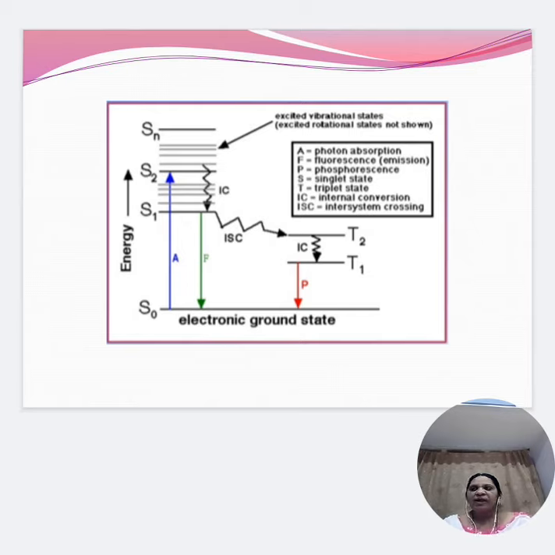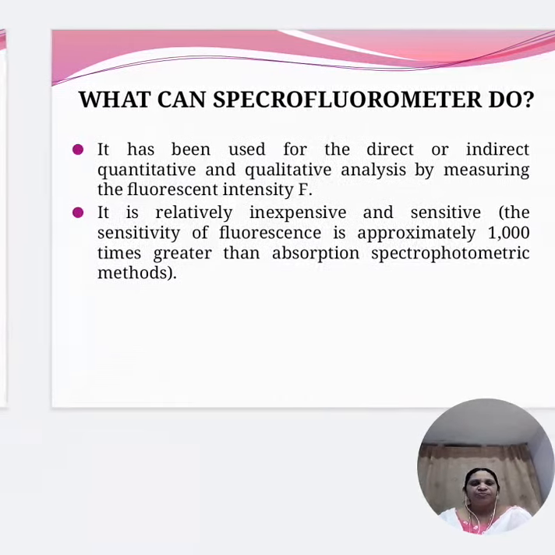So when the electron comes from the S1 state to the ground state, it emits fluorescence. This is the energy transition diagram of the movement of electrons from a higher energy state to the ground state.